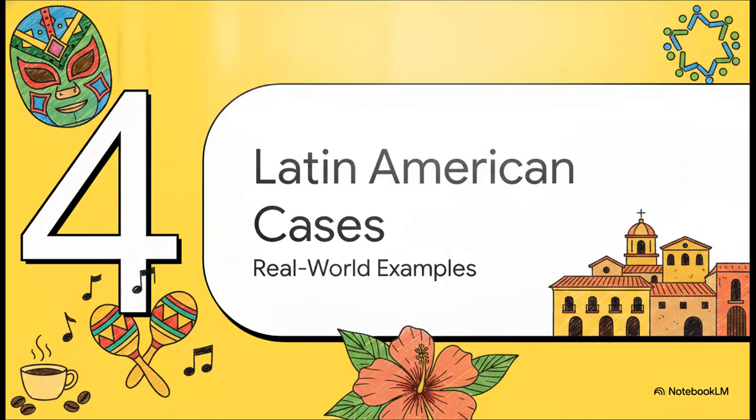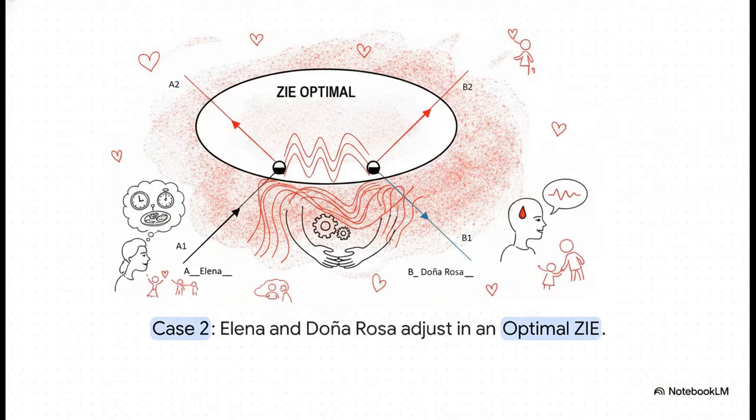Let's look at how this plays out in the real world with Section 4, Real Latin American Cases. This next example brilliantly illustrates the framework in action. This is Case 2, Doña Rosa and her older adult, and her daughter, Elena, who acts as her informal caregiver. Looking at this diagram, we clearly see an optimal ZI. Both vertices are half full.